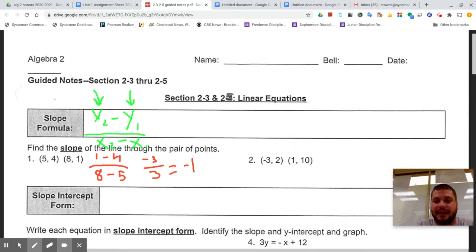Over here, again, x2, 10, y2, 10, minus y1, 2, over x2, 1, minus x1, negative 3. Notice how I kept track of my negative signs. I had a minus and then a negative 3. Minus negative, of course, can turn into one big old fat plus sign. So I'm left with 10 minus 2 is 8 over 1 plus 3 is 4, which also reduces to a slope of 2.